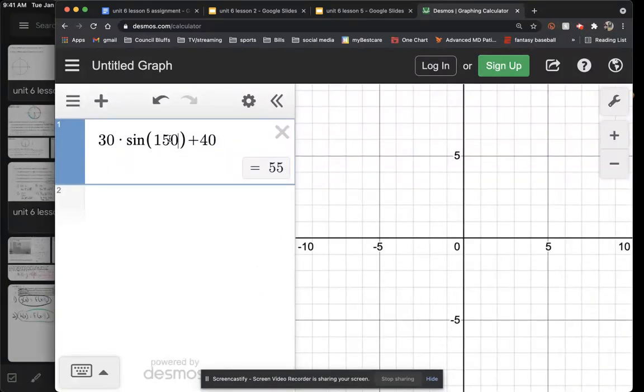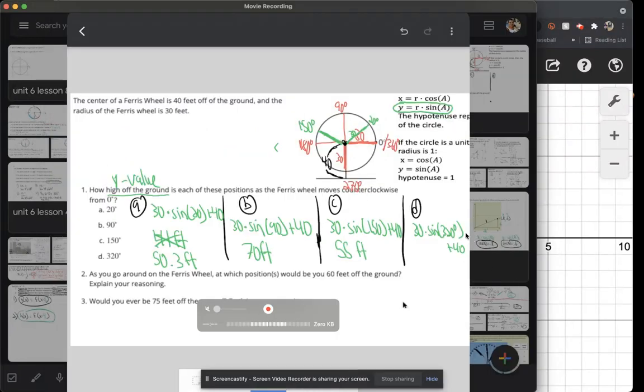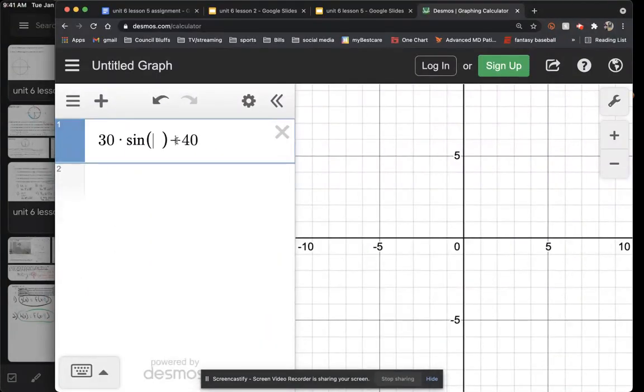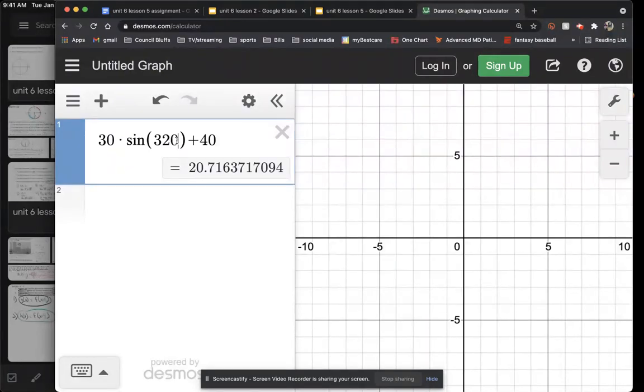So that's 55 feet above ground. And then 320 degrees is going to be in this quadrant right here. So let's say 320 degrees is approximately right there. So to get the answer, I'm just going to change this to 320 degrees. And that's approximately 20.7 feet above ground.